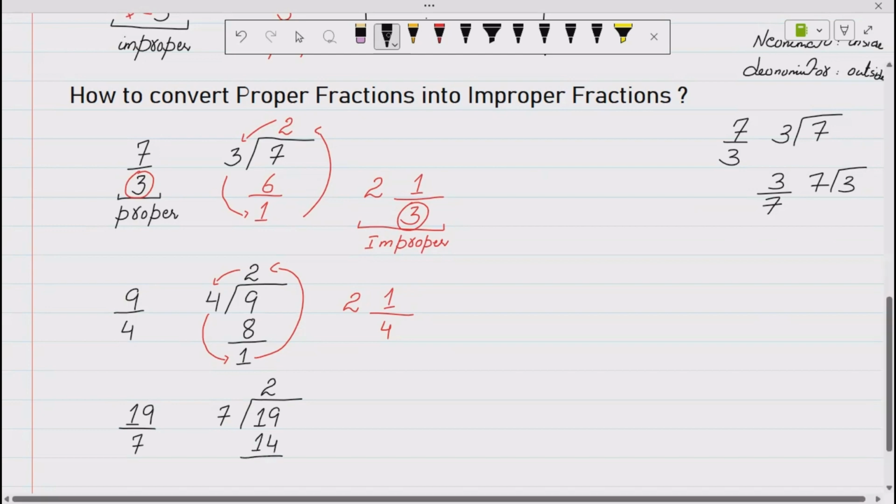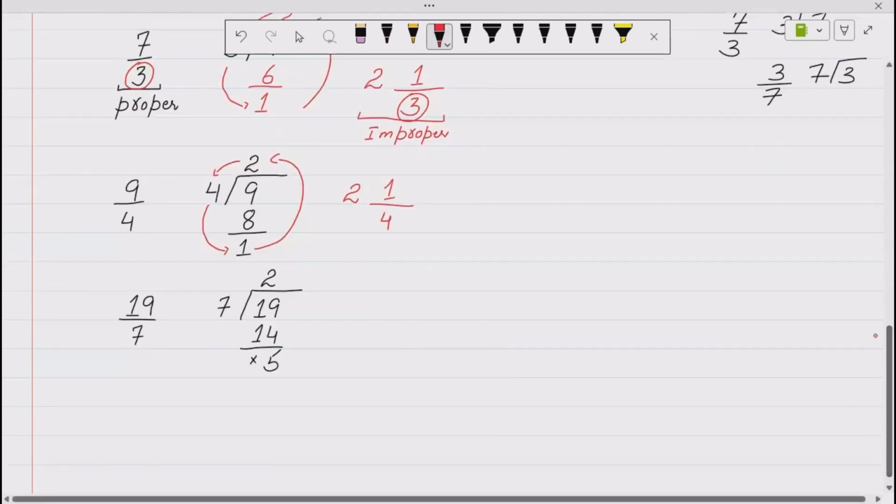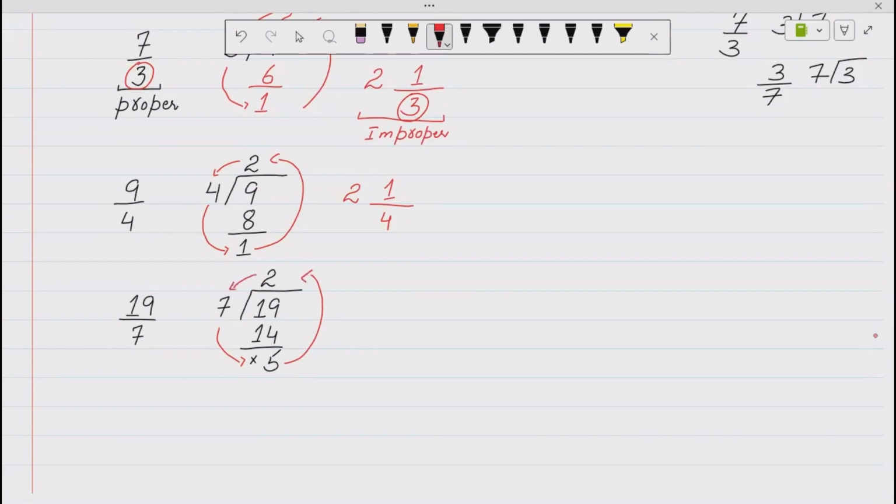Okay, so 19 minus 14 is 5, 1 minus 1 is 0. So we are left with the remainder 5. Now this is all we have to do. Just write it as an improper fraction. So make a circle, 7 comes below, 5 comes up, 2 comes on the left, right? So it means 19 upon 7 as a proper fraction can be written as an improper fraction like this, 2 5 upon 7. So this is how you can convert a proper fraction into an improper fraction.